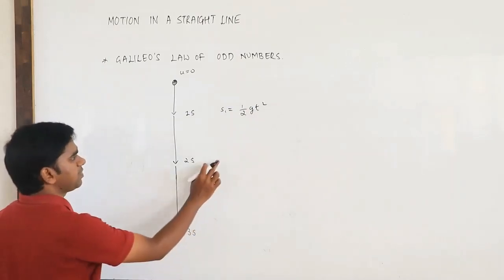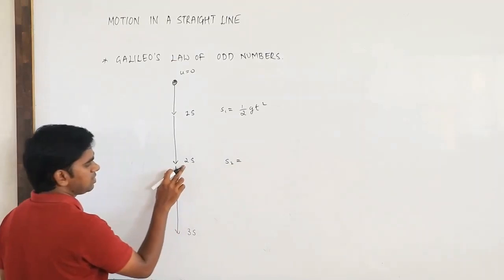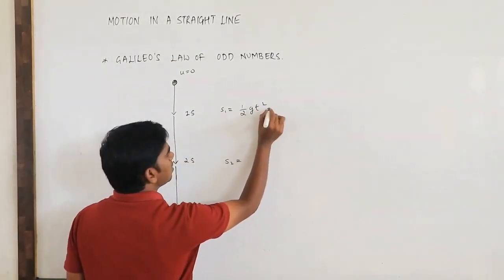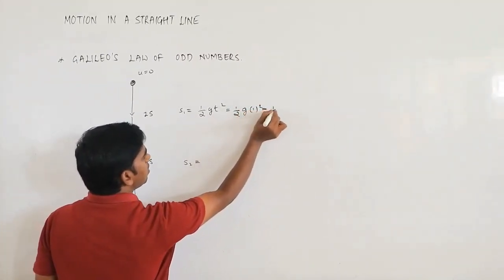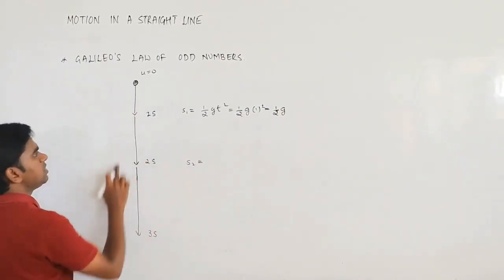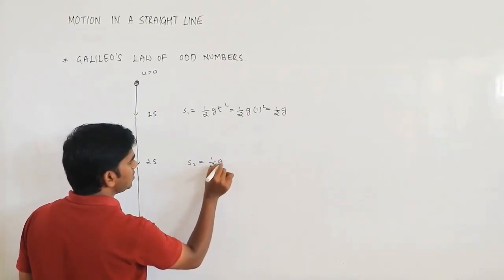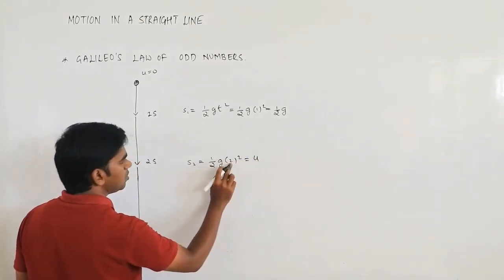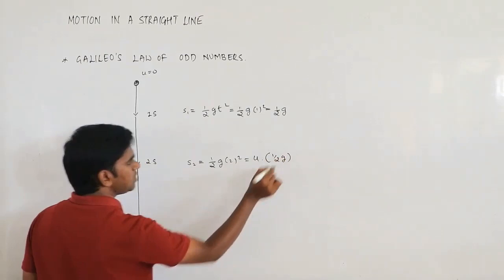Next here S2, distance traveled in 2 seconds. This is the distance traveled in 1 second, so substitute t equals 1 here: half g 1 squared, that is half g. Now the distance traveled in 2 seconds is half g 2 squared, and 2 squared is 4, so I will take 4 outside and write half g as it is.